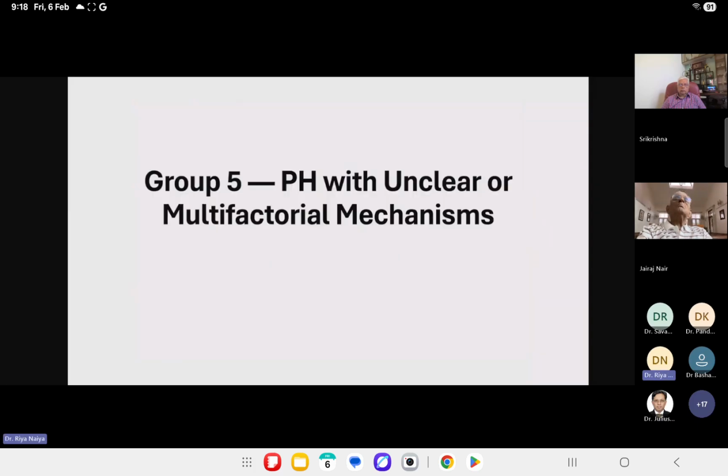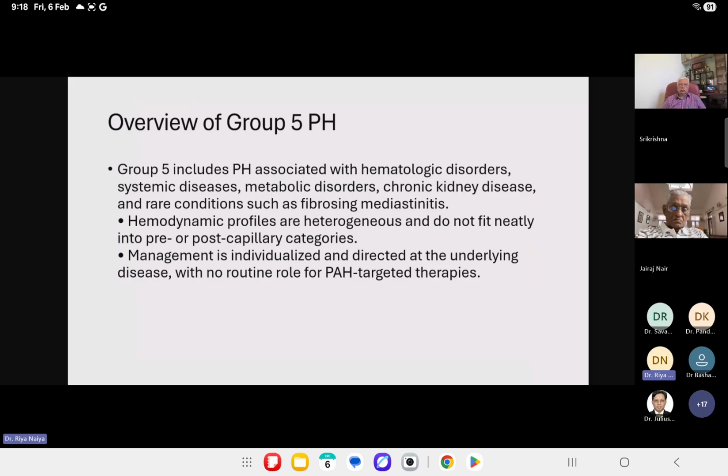Group 5 is PH with unclear or multifactorial mechanisms. It usually is associated with hematological disorders, systemic diseases, metabolic diseases, CKD, and rare conditions like fibrosing mediastinitis. Hemodynamic profiles are heterogeneous and don't actually fit neatly into pre or post capillary categories. Management is individualized and directed at the underlying disease, with no routine role for PAH targeted therapies.